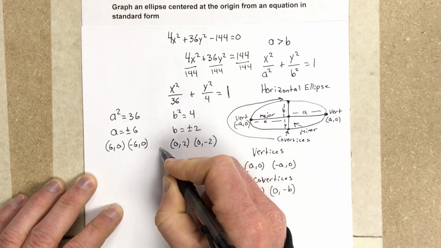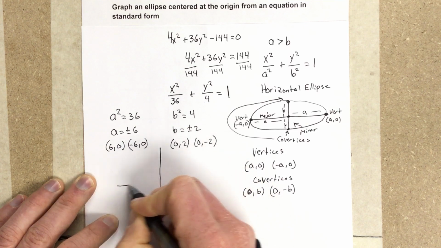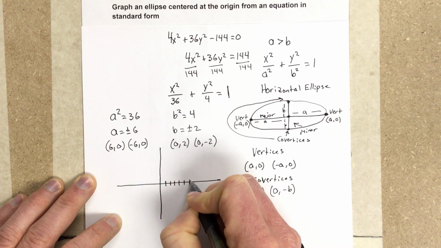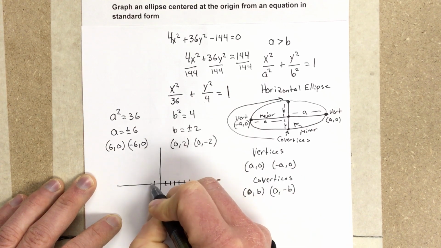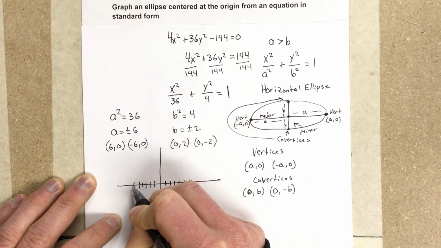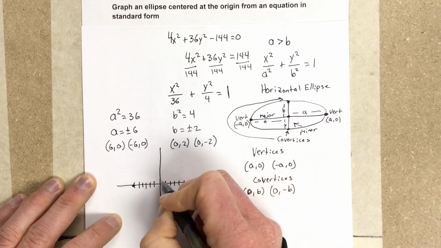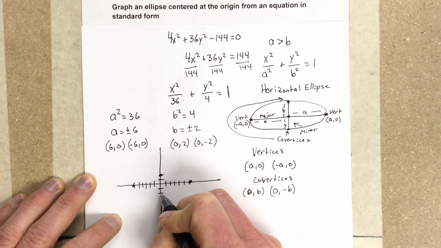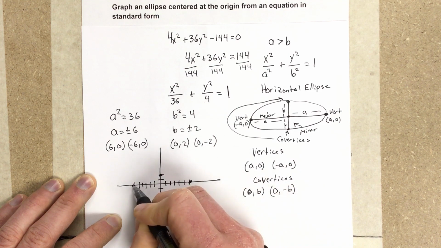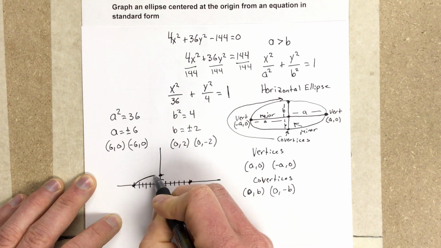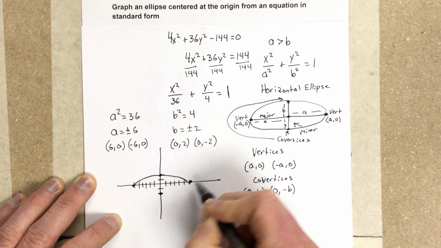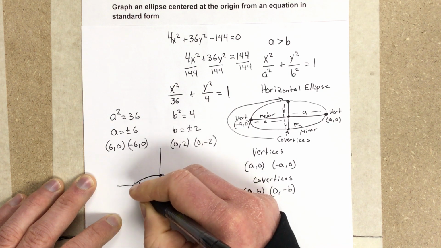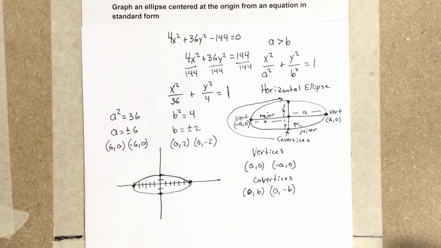So then let's graph this thing, make a coordinate plane. Start by 1, 2, 3, 4, 5, 6. This is one vertex. 1, 2, 3, 4, 5, 6. This is the other vertex. And then we have 1, 2. This is a co-vertex. 1, 2. This is another co-vertex. And so our ellipse looks like this. Not the greatest ellipse I've ever drawn, but that's how you would figure it out.